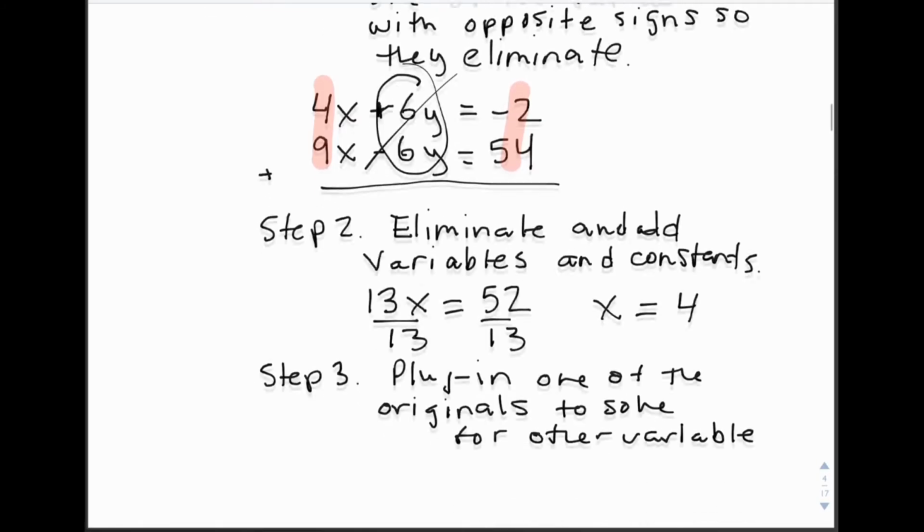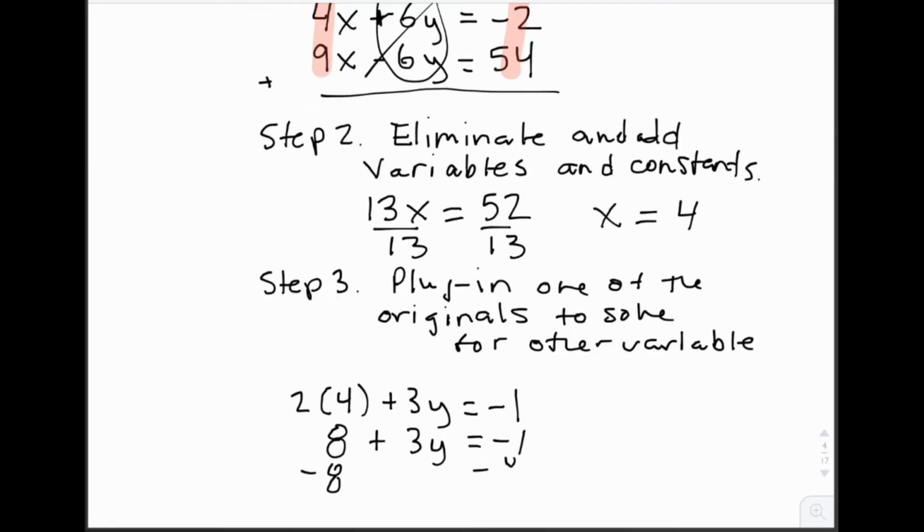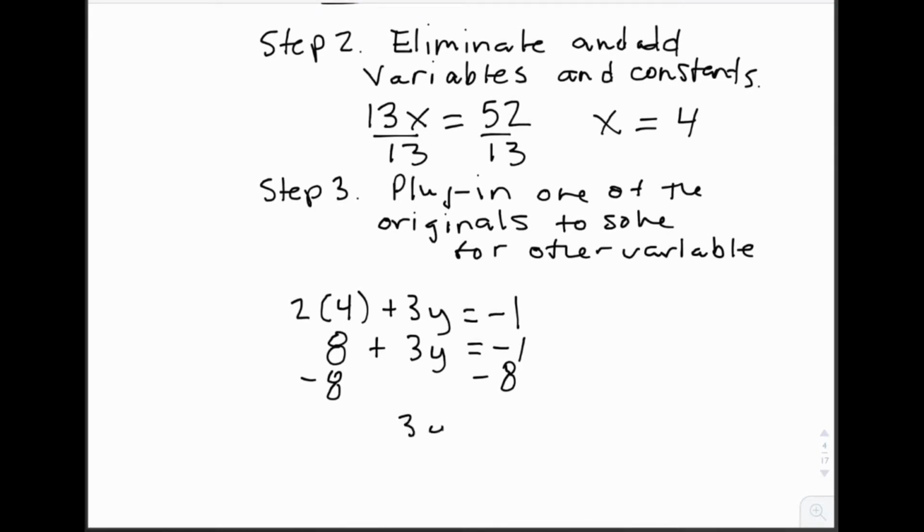So we know that x is equal to positive 4, so we can take the 2 and multiply it by 4 plus 3y, and that's going to be equal to negative 1. Let's simplify here. So 8 plus 3y is equal to negative 1, and we can subtract the 8 over to the right hand side, leaving us with positive 3y is equal to negative 9. Go ahead and divide by 3. So that should get you y is equal to negative 3, as well as x is equal to positive 4.